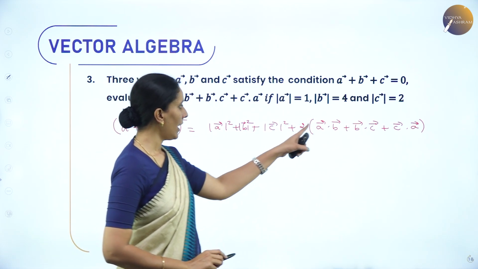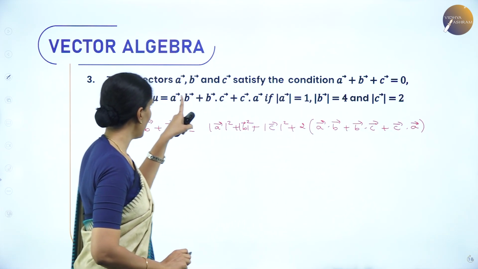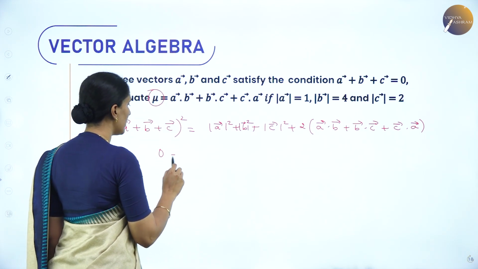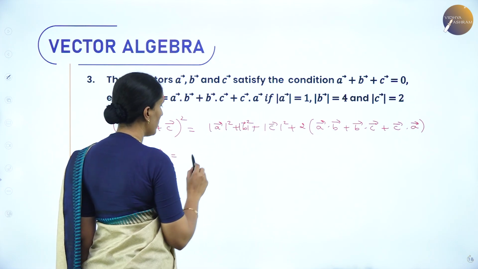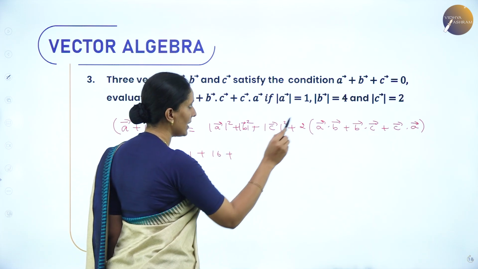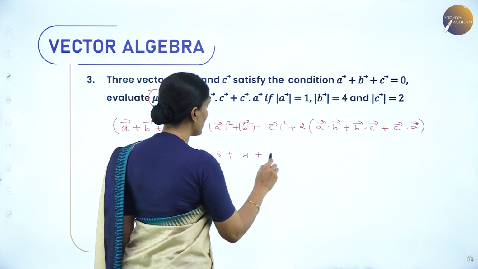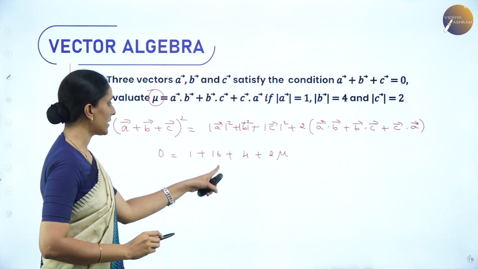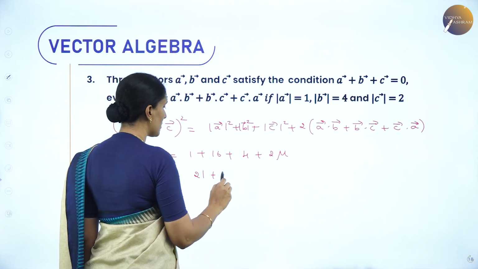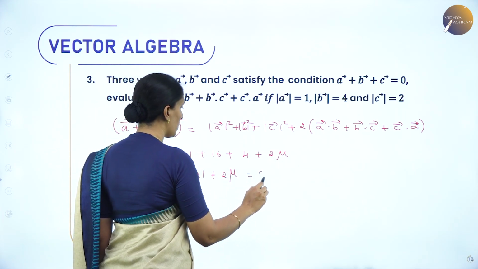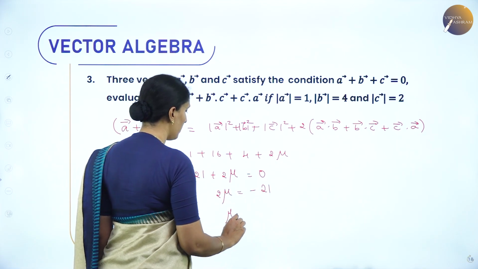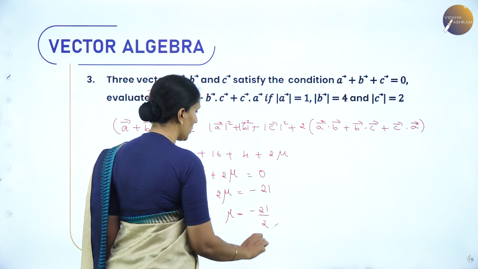So now here a dot b plus b dot c plus c dot a can be replaced with mu, and this is 0, given. So 0 is equal to a is given 1, so 1 square is 1, b is given as 4, 4 square is 16, and c is given as 2, so plus 4 plus 2 into mu. Now we have 16 plus 4 plus 1 which is 21. So 21 plus 2 mu is equal to 0, or 2 mu is equal to minus 21, or mu is equal to minus 21 by 2.